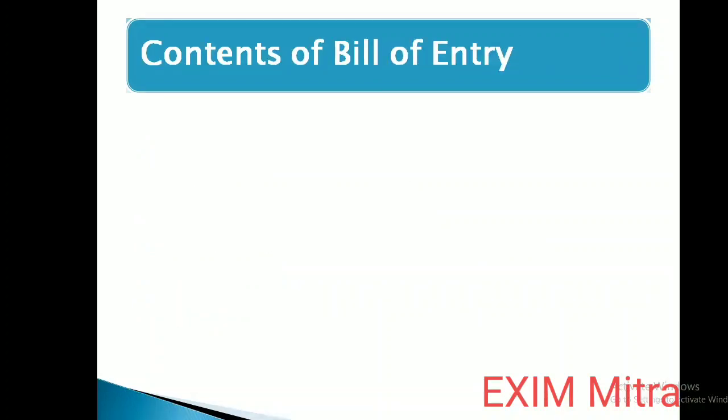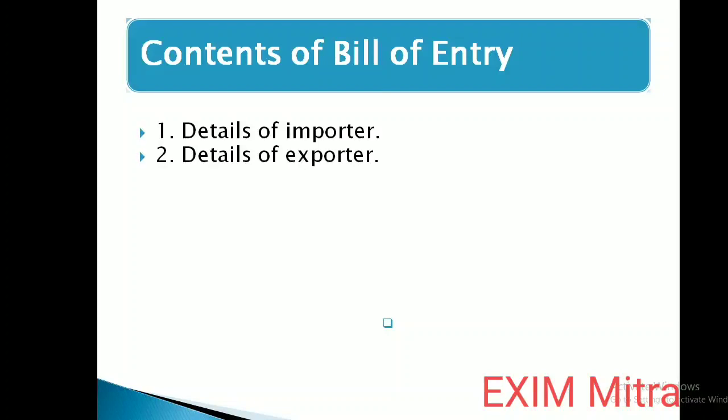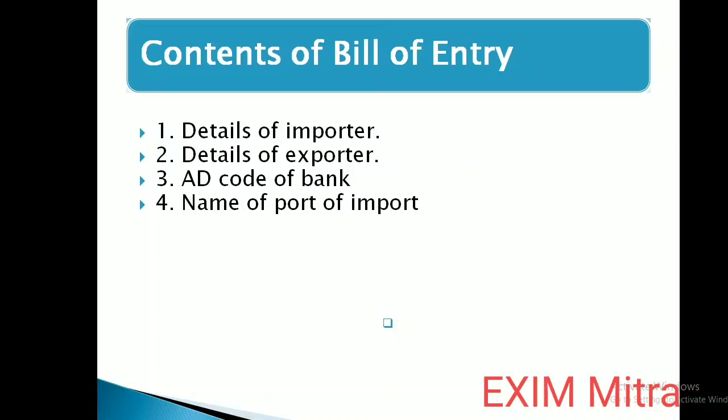Now let's move on to the content of the bill of entry. What are the contents in a bill of entry? So the bill of entry has the details of the importer, who is importing the goods, and who is the exporter of the goods. One important content is the AD code. AD code is the authorized dealer code of the bank. It is the bank through which the importer makes payment to the exporter. Without AD code, no bill of entry can be filed now. And in the details of the importer, GSTN number is also mandatory. Without GSTN, the bill of entry number cannot be generated or the bill of entry cannot be filed.